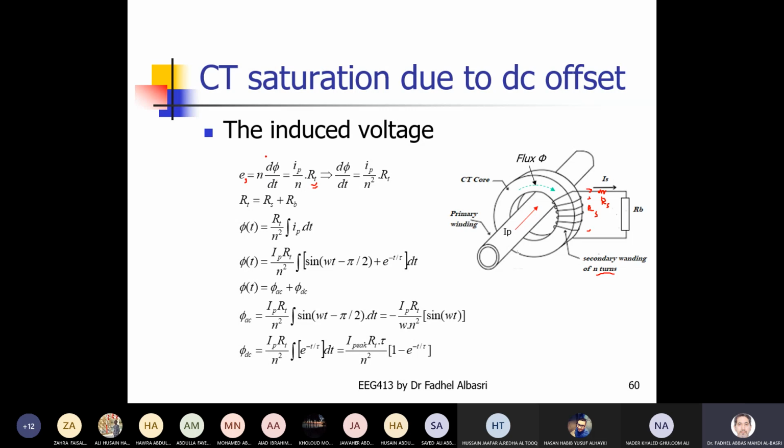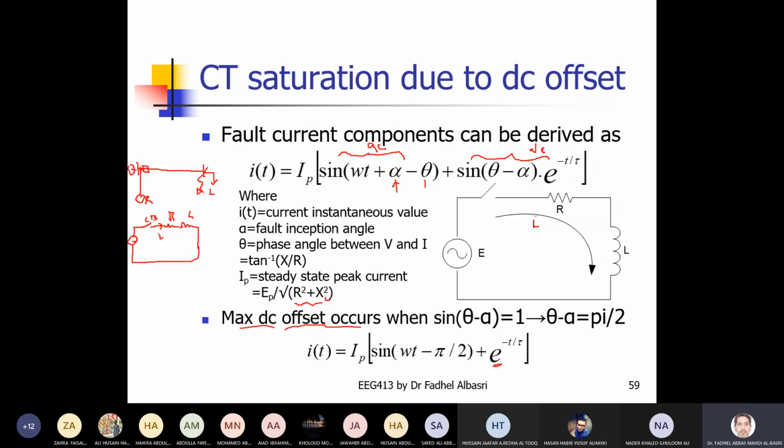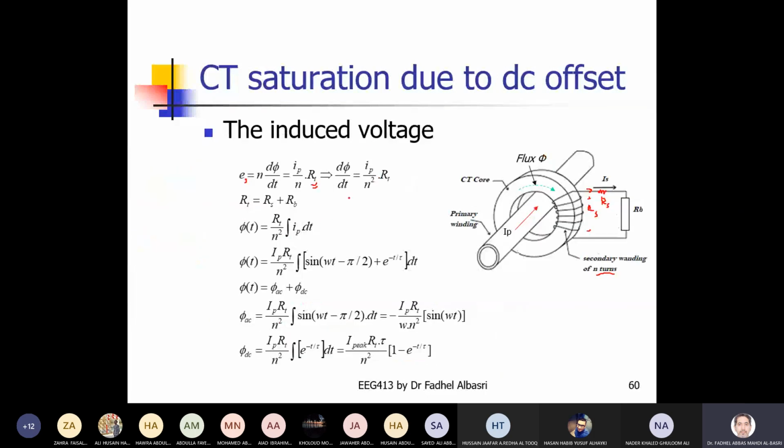From this equation, I can find d phi by dt, which is IB over n squared times RT. I would like to see how the flux looks as a result of a current that has both a sinusoidal component, which is the first component, plus a decaying DC component. If I integrate this with respect to time, I have the current already. This is the current. It has both AC and DC. So if you integrate this, I will have two components for the flux. One is due to the sinusoidal AC current, the steady state fault current, and the second is due to the DC current. I will call it the DC component of the flux. I will see how these two fluxes look.